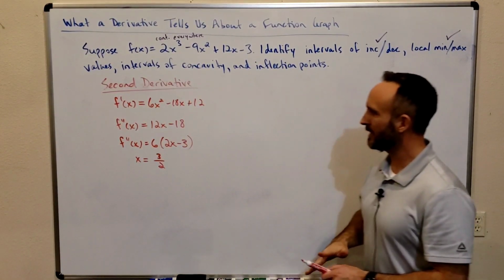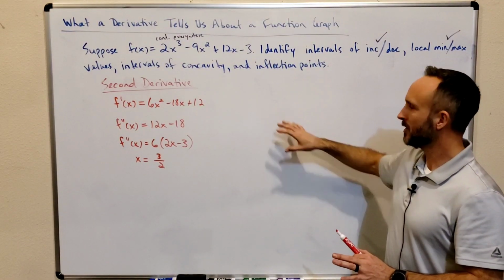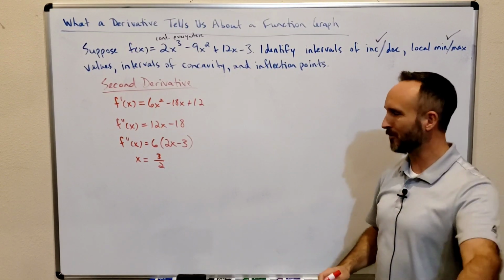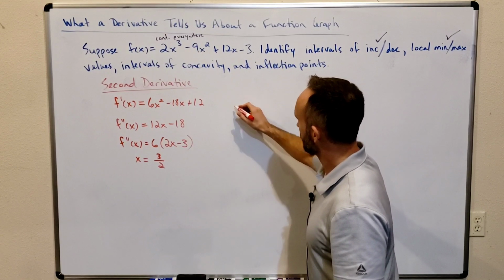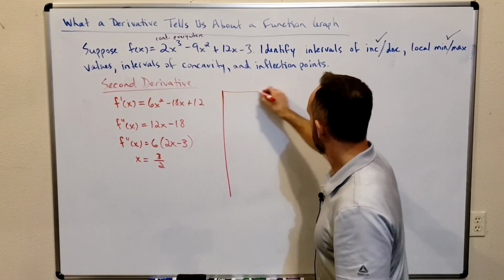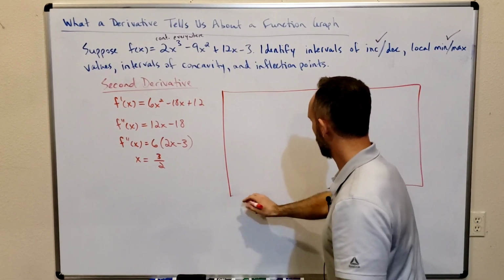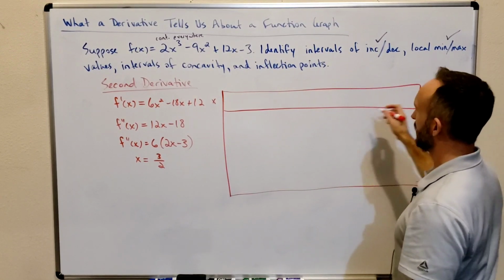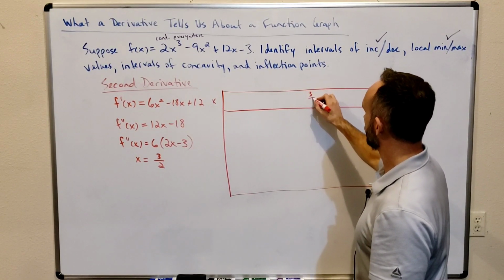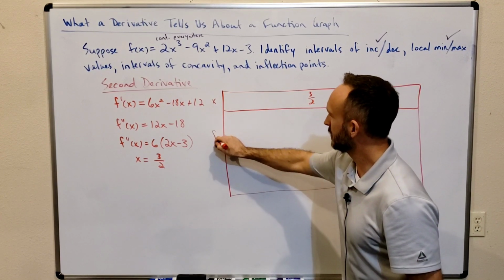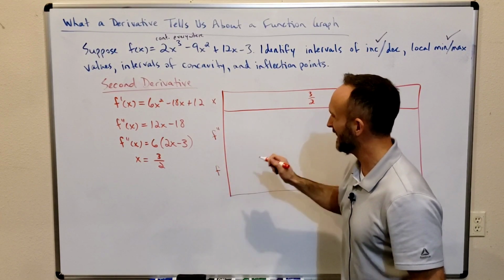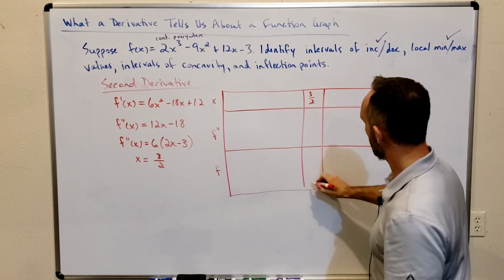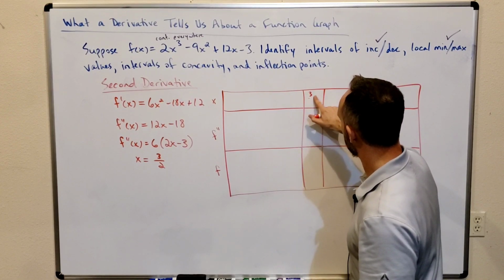Then we do the exact same thing as we did before. We set up our number line chart with that critical number, and we look at f double prime and how that relates to f. So again, I'm going to set up 3 rows. The first row is going to be my x values, and I need to cut my x number line only at 3 halves, okay? My second row is going to be f double prime, and my last row is going to be f. Oh yes, and I meant to write x equals 3 halves.